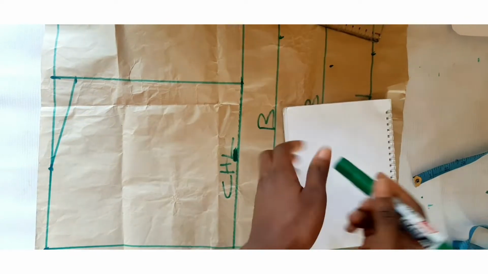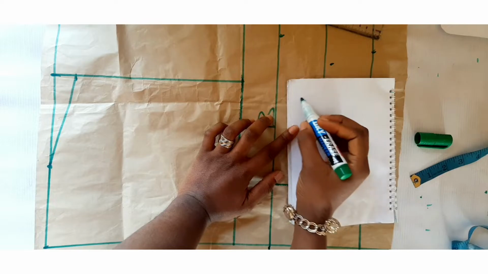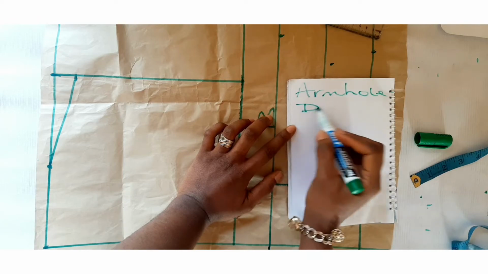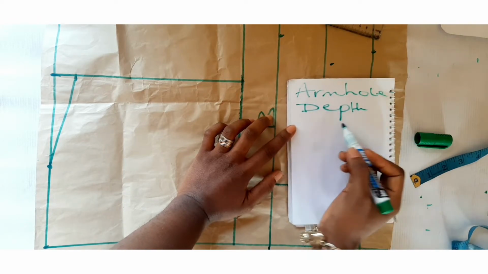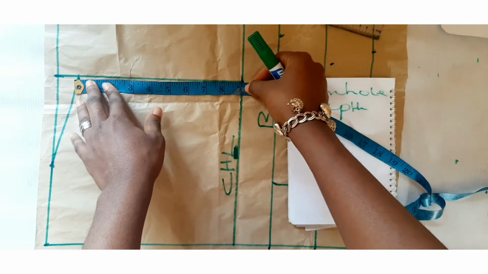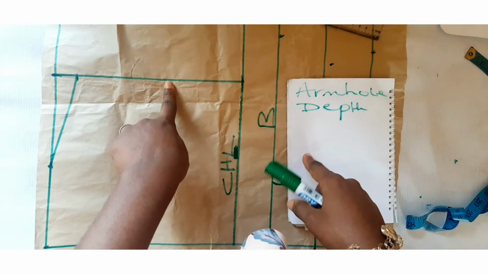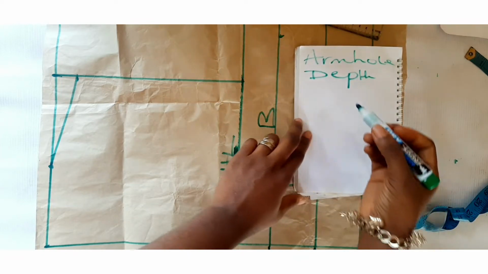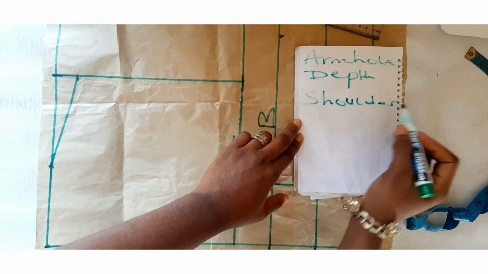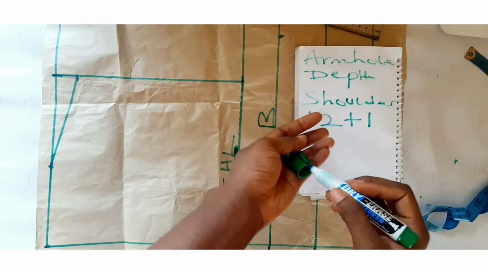Let's take armhole depth. To get your armhole depth, how do you get this armhole depth? You have 2 methods to achieve this armhole depth. The first method is dividing your shoulder by 2 plus 1. This is the first method.